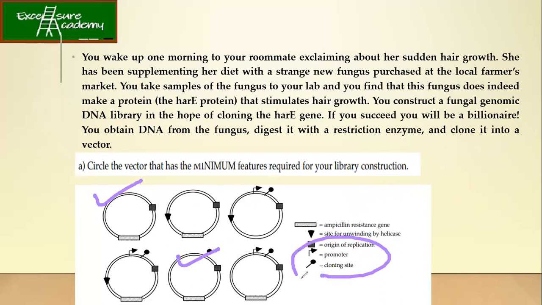Now last is cloning site. Now this cloning site is important because, or otherwise sometimes it is called MCS, multiple cloning site. Now this is required. Why? Because this is the region where you are going to insert your gene construct, right?